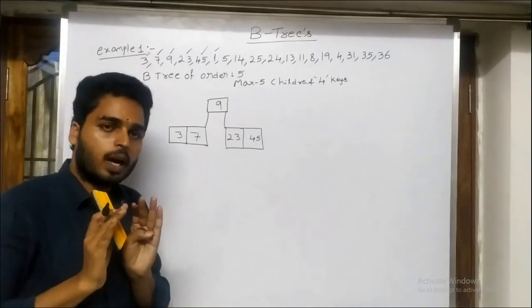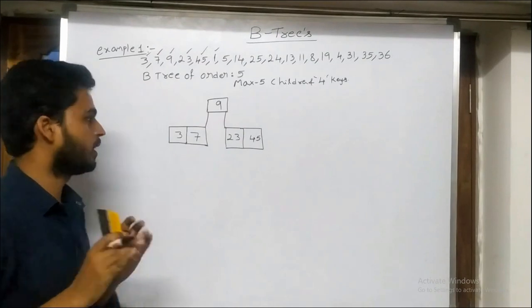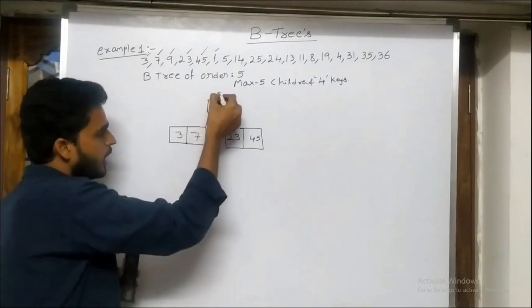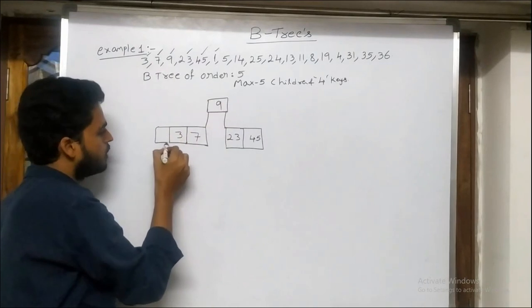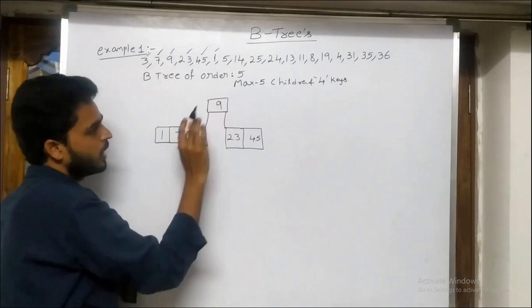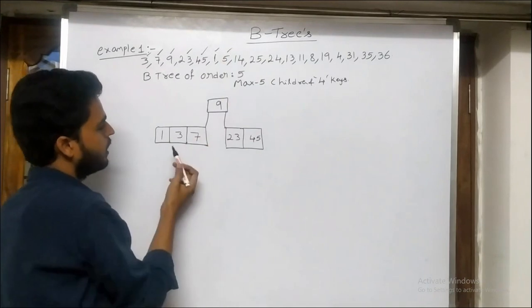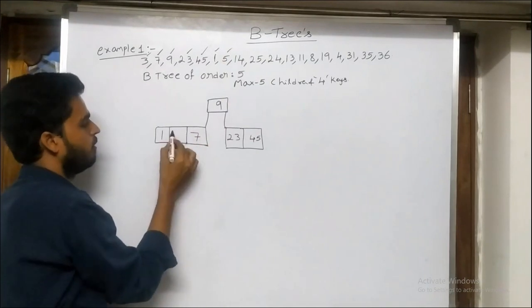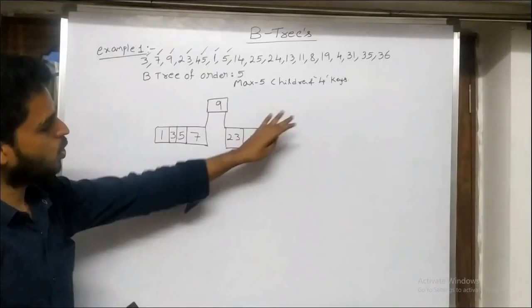So I am going to insert always at the leaf node. But searching starts from 9. So is 1 less than 9? Yes. So it will come to this node and it is making sort order. I will insert 1 here. After inserting, there is no violation. Next I got 5. Is 5 less than 9? Yes. So I will insert my 5 here. After inserting, there is no violation.